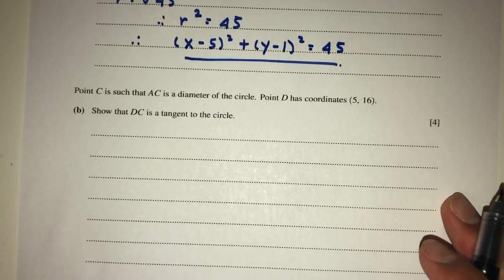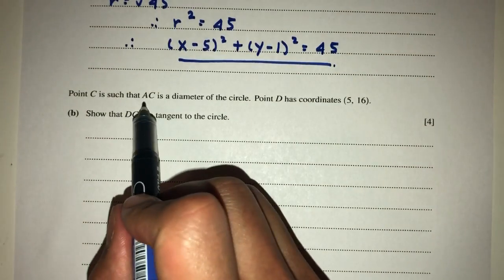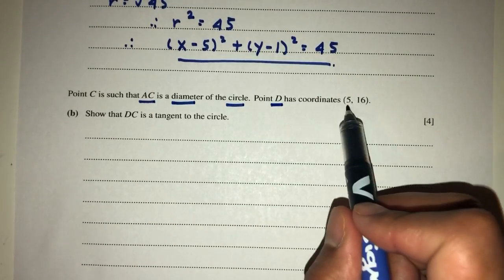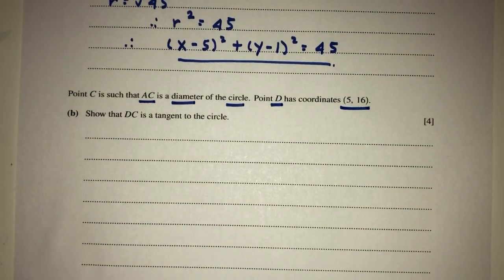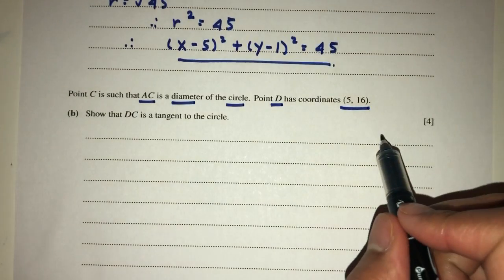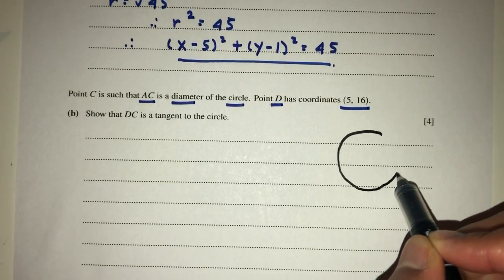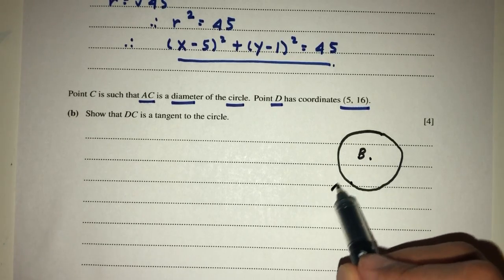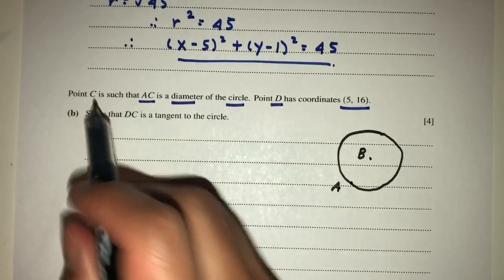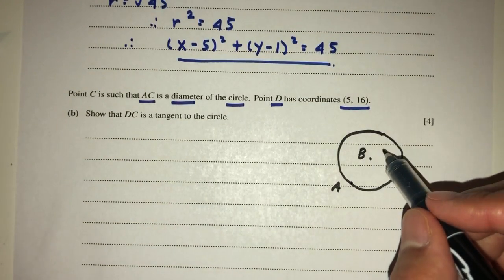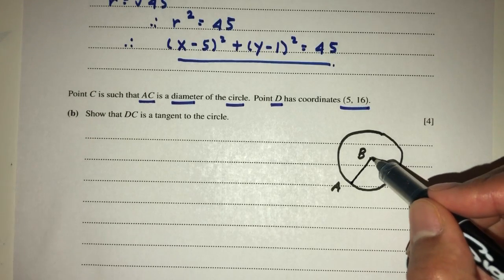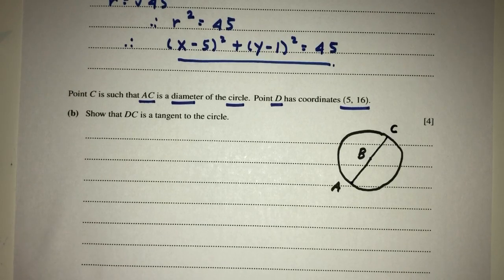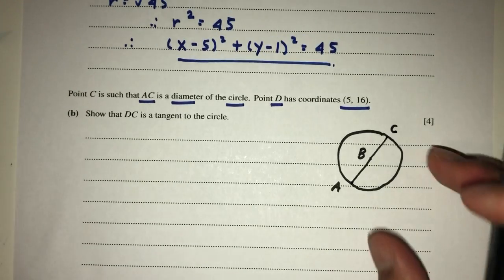Now for part B, we have a point C such that AC is the diameter of the circle, and point D has these coordinates. As always, it is best to draw something so you understand what's happening. So we have a circle here, the same circle. We have the point B, here we have the point A. We have a point C such that it is a diameter. So this is the radius. Diameter means that C has to be on the other side for it to be the diameter. This is how it should look.